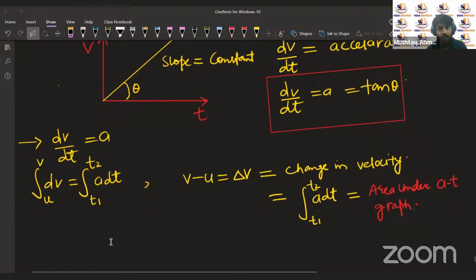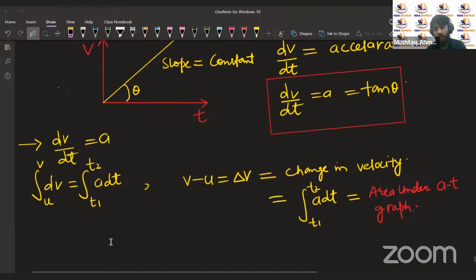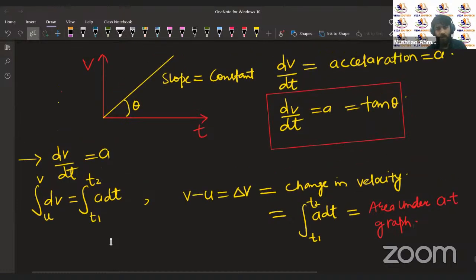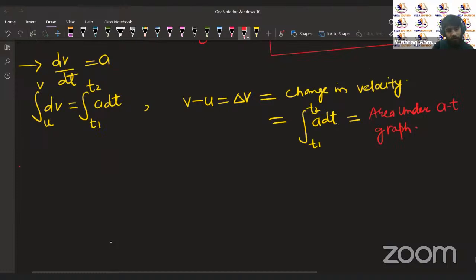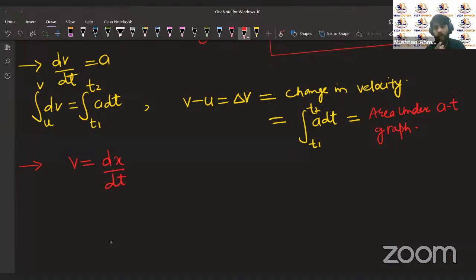Or we can say that dv over dt is equal to a. Or we can say that velocity is dx over dt. That's how we define the velocity of a particle, the rate of change of position vector with respect to time. If we integrate it, the integral of v dt is equal to dx. Let's suppose the initial position is x initial and the final position is x final.